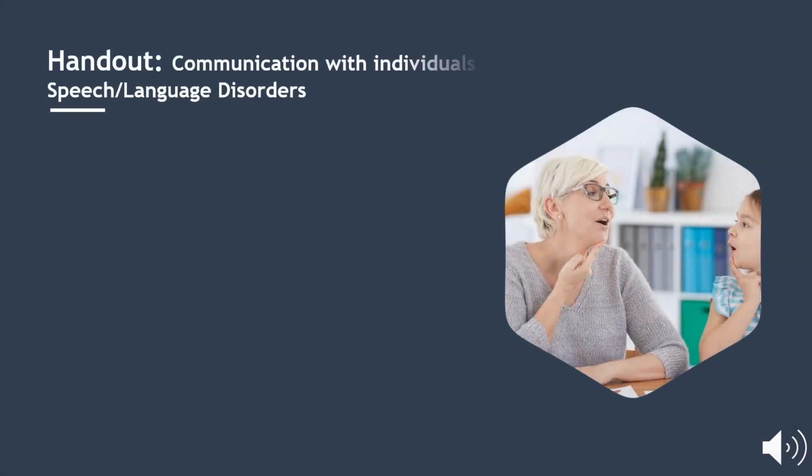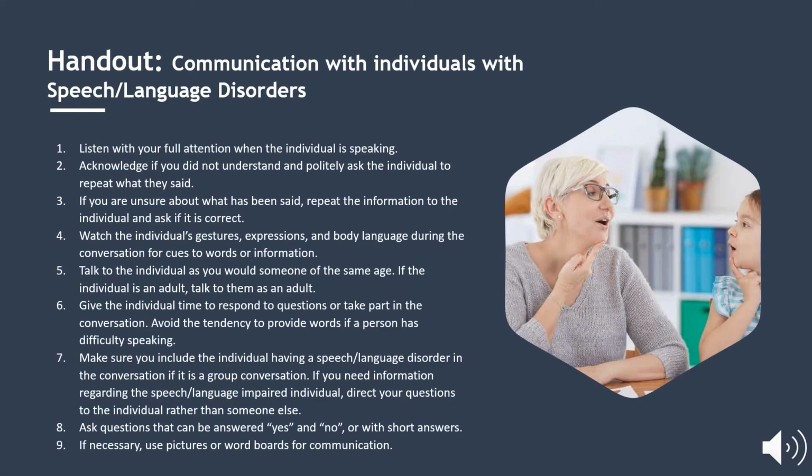Handout. Communicating with individuals with speech/language disorders. 1. Listen with your full attention when the individual is speaking. 2. Acknowledge if you do not understand and politely ask the individual to repeat what they said. 3. If you are unsure about what has been said, repeat the information to the individual and ask if it is correct. 4. Watch the individual's gestures, expressions, and body language during the conversation for cues to words or information.